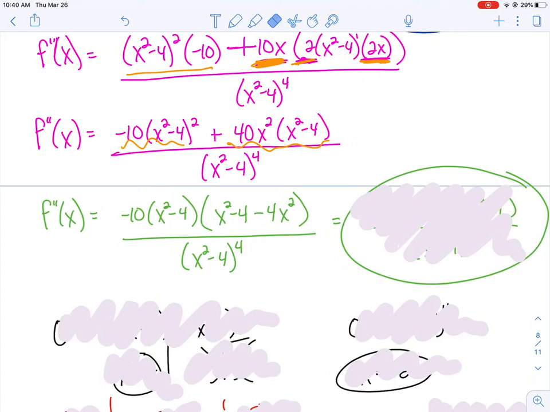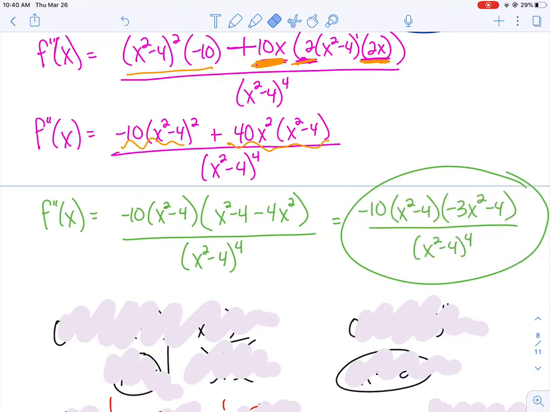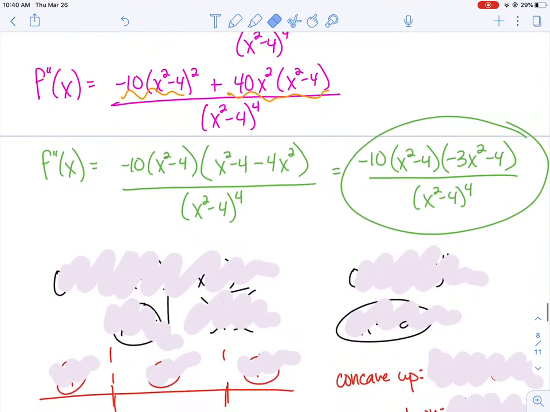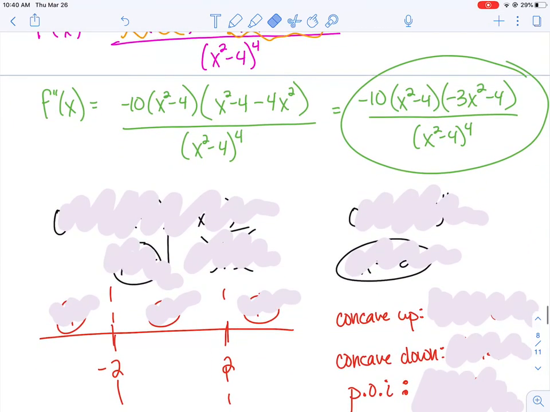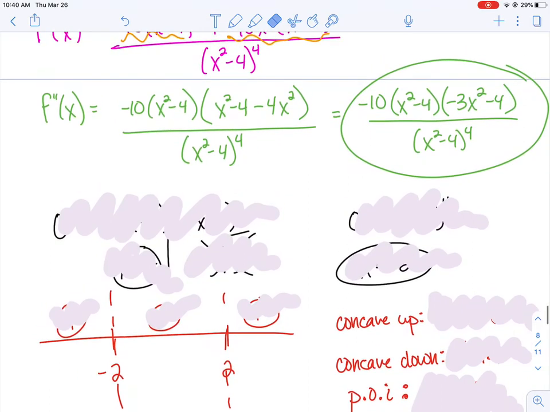It looks like we can take out a negative 10 and an (x squared minus 4). If I take those out, that would leave me with (x squared minus 4) from the first term and a negative 4x squared from the second term. Simplifying a little more and combining like terms, you should end up with a second derivative of negative 10 times the quantity (x squared minus 4) times the quantity (negative 3x squared minus 4), all over that denominator. Now that my second derivative is written in most simplified factored form, I should be able to use it to find my possible points of inflection.